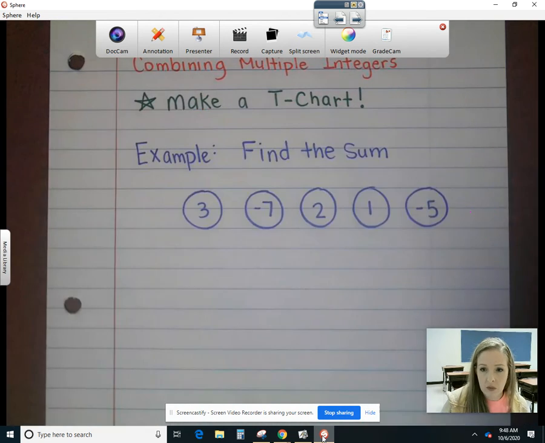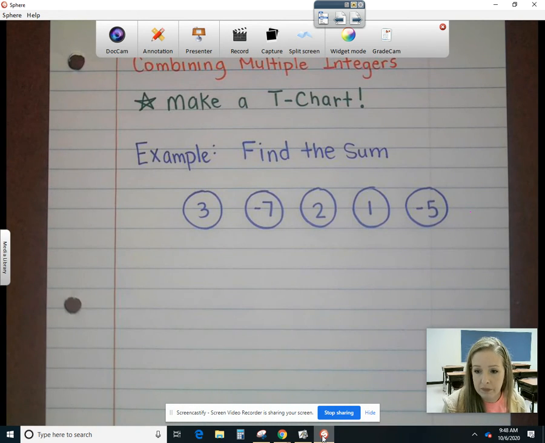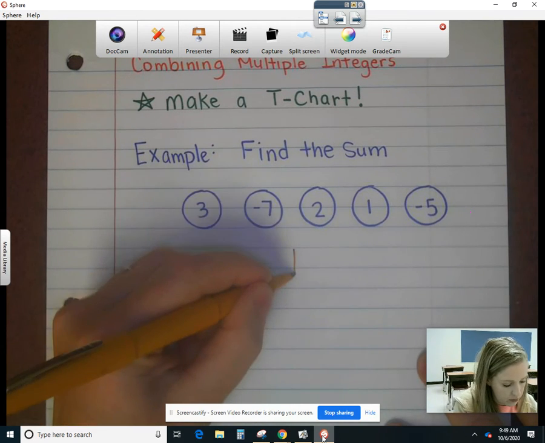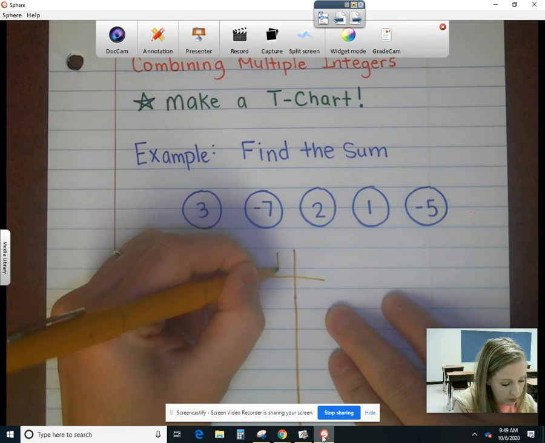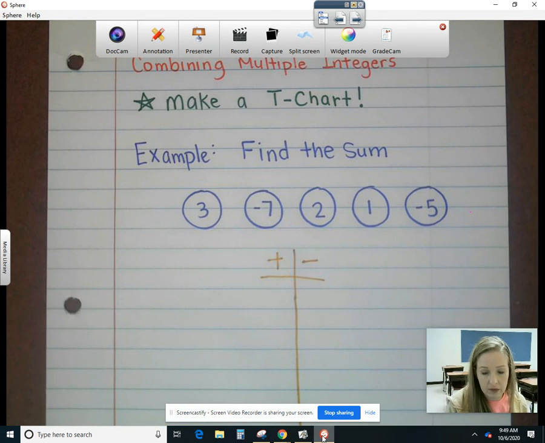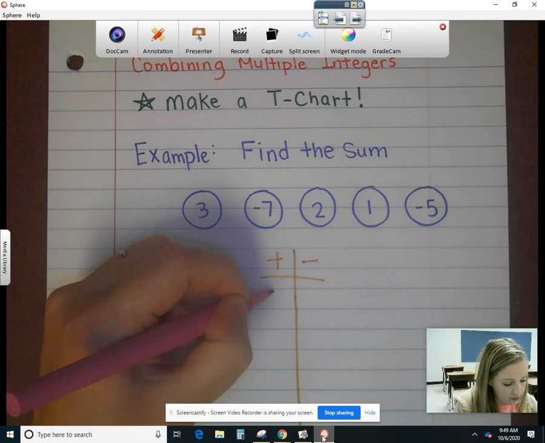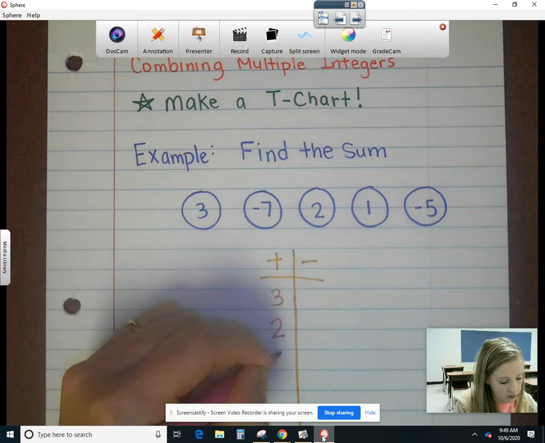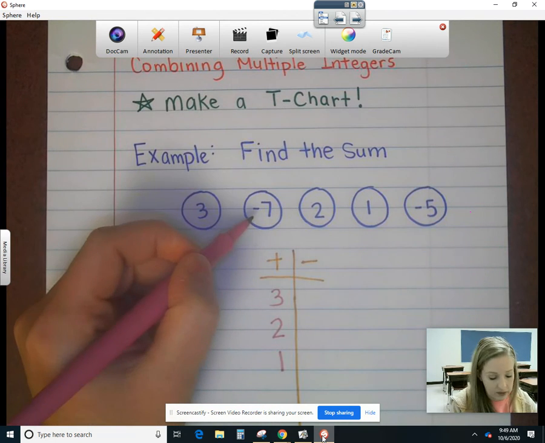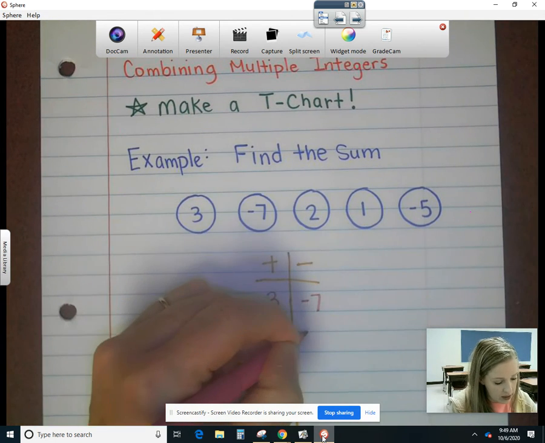So an example problem would be this one. It says find the sum, and then it gives us 5 integers. Some are positive, some are negative. So we're going to make a t-chart. And in your t-chart, you're going to put your positives on one side and your negatives on the other side. So in our problem, on the positive side, we've got a positive 3, we've got a positive 2, and a positive 1. And then on the negative side, we've got a negative 7 and a negative 5.